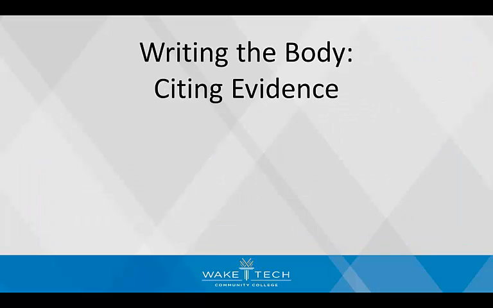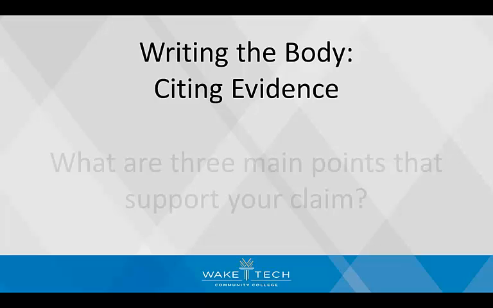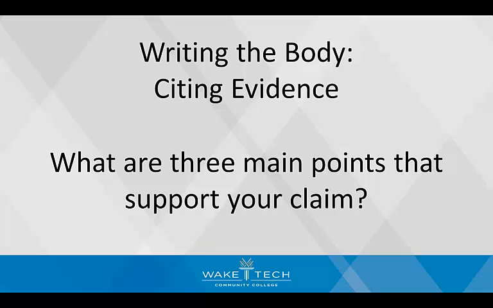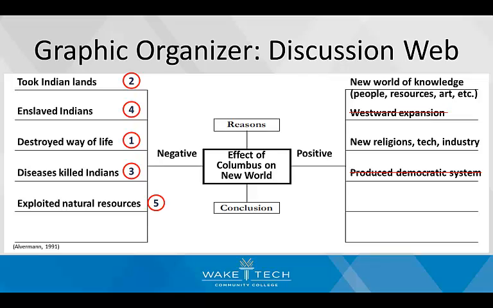Now let's continue to our body paragraphs. For this topic, I have chosen to divide the body into 2 paragraphs. The first, where I cite evidence to support my position, and the second, where I acknowledge the counterclaim. In my first body paragraph, I will be including at least 3 main points to support my claim. Depending on the passages, you can write separate paragraphs for each point, or you can combine them in one paragraph as I have done here. Let's take a moment to glance at our graphic organizer so that we can review what our main points are. We have destroyed way of life, took lands, diseases, enslaved Indians, and exploited natural resources.